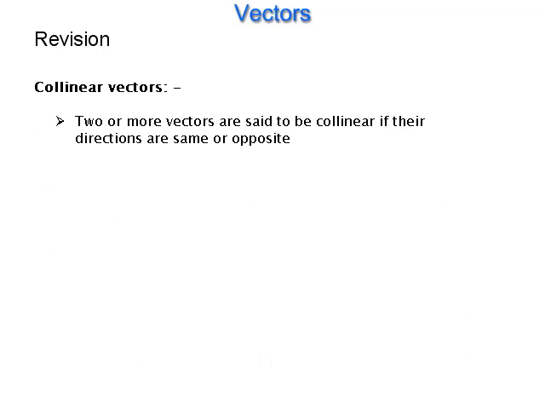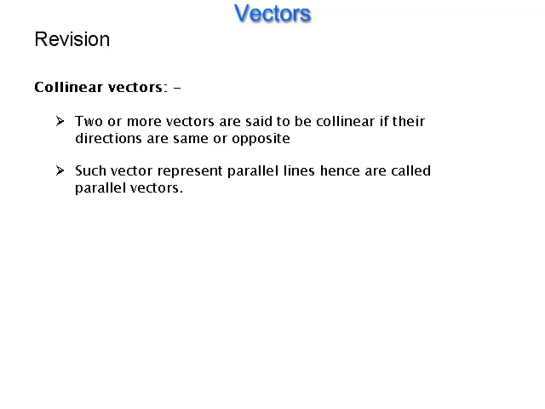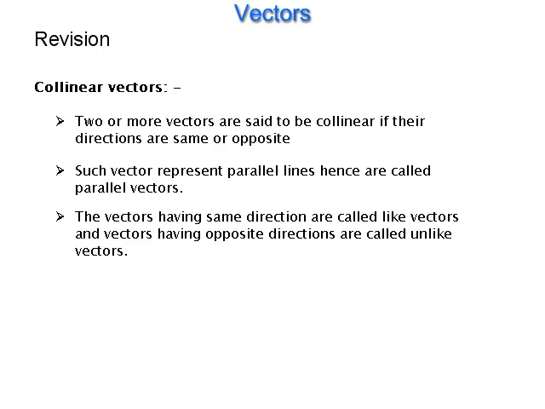Two or more vectors are said to be collinear if their directions are same or opposite, irrespective of their magnitudes. Such vectors represent parallel lines, hence they are called parallel vectors. The vectors having same direction are called like vectors, and the vectors having opposite directions are called unlike vectors.